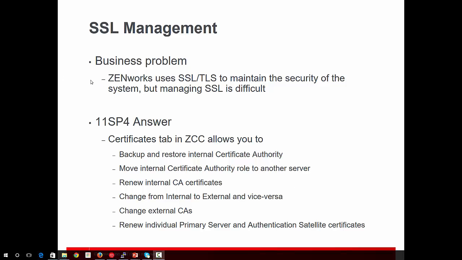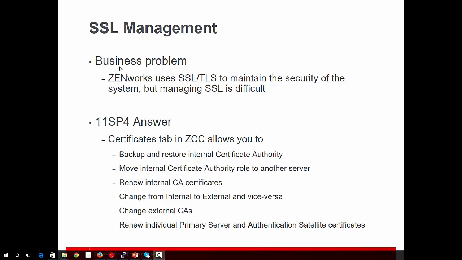I can restore the CA, in which case I'll need to pick the CA backup file that I created from the backup CA. I'll need to specify which server in the zone needs to become the certificate authority, and I'll need to specify the passphrase that I entered when I backed up. I also have the ability to view the certificate, so I can see things like when this certificate expires and who it was issued to. You can see here this one expires in about 10 years.